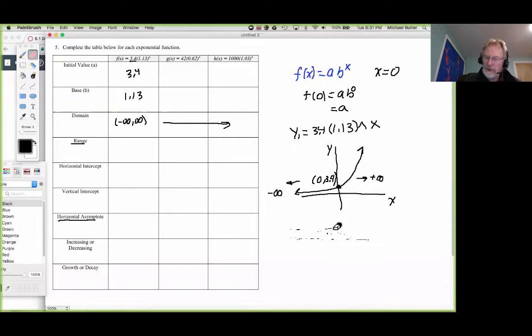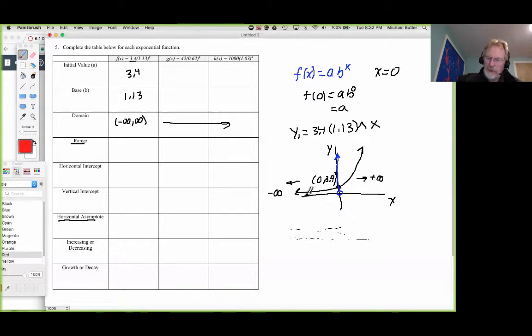Since we're never going to touch it, that means y is never going to get all the way to 0. So thinking about this in terms of the range, if we go back to the earlier lesson, we're going to start down here with an open dot, and we're going to go up that way on the y-axis.